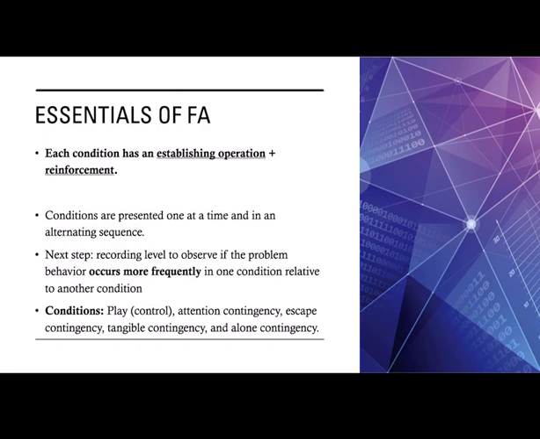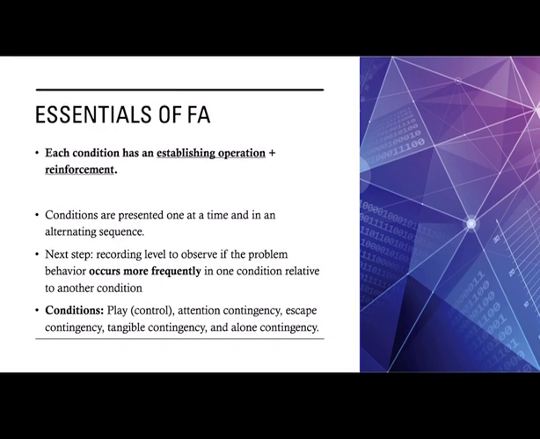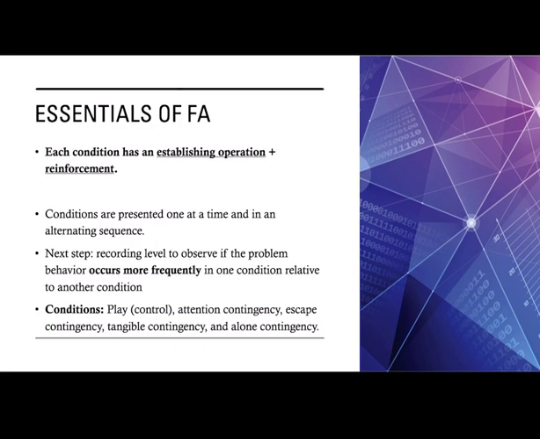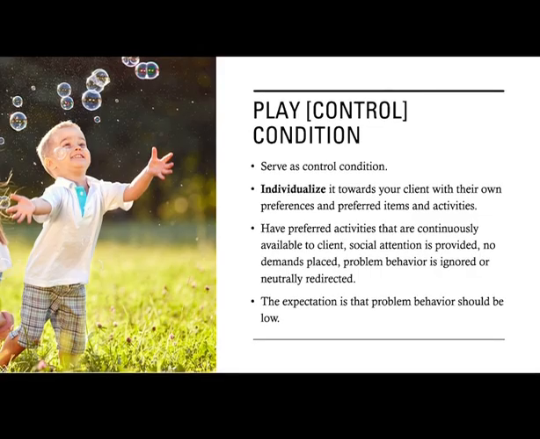Essentials of FAs. Each condition has an establishing operation and a reinforcement. So conditions are presented one at a time and in an alternating sequence. With each condition presented, you're going to be recording the level to observe if the problem behavior occurs more frequently in one condition relative to another condition. And these are the conditions outlined. So there's play control, attention contingency, escape contingency, tangible contingency, and alone contingency.